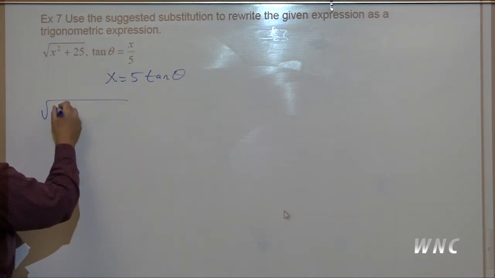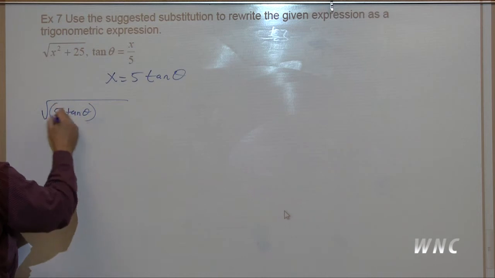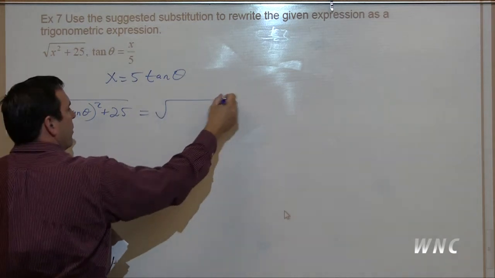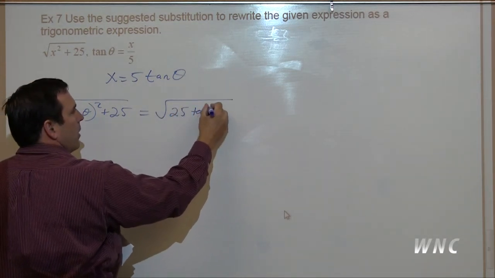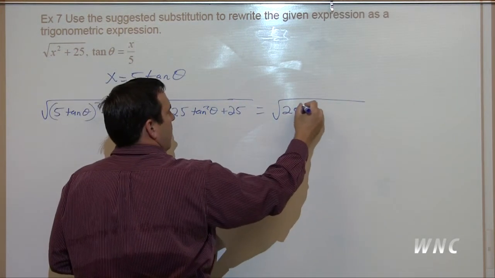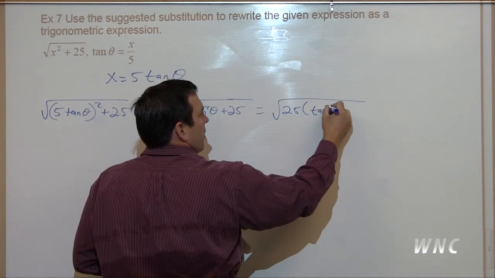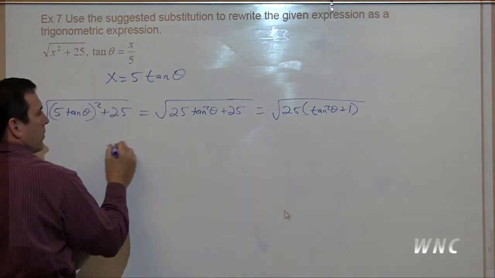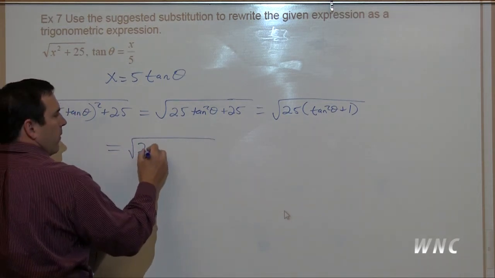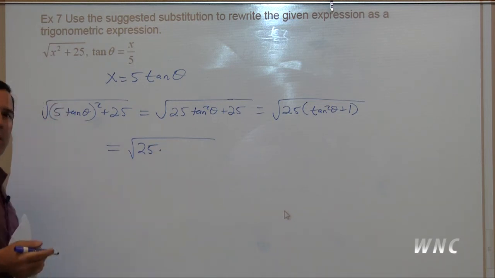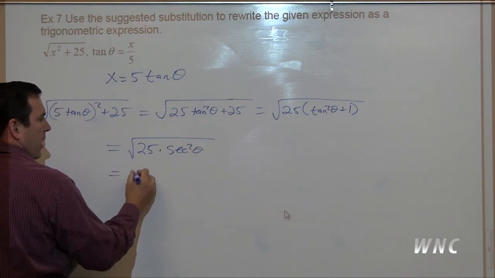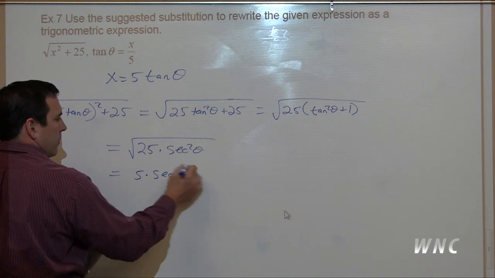So the square root of (5 tangent theta) squared plus 25 is what we have. I put this in place of the x. So we have the square root of 25 tangent squared theta plus 25. That's the square root of 25 times (tangent squared theta plus 1), which is the square root of 25 times what? Tangent squared theta plus 1 is secant squared theta. So it's going to be 5 times secant theta.